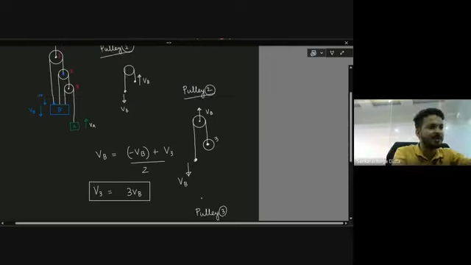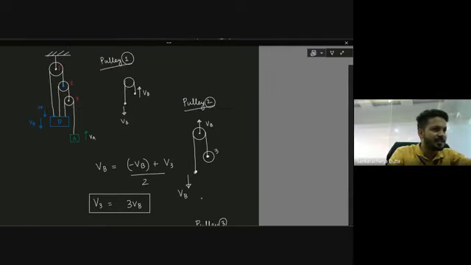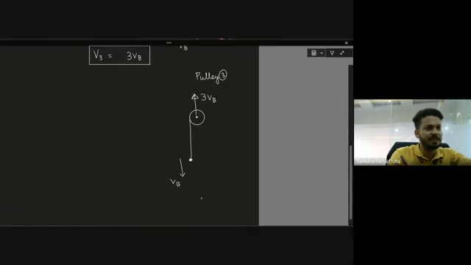Why? Because again, pulley number 3 is connected on the left hand to this block B. So this end is going down by VB, and this end is connected to VA, and VA is acting upwards. This is how I show VA. Are you with me?